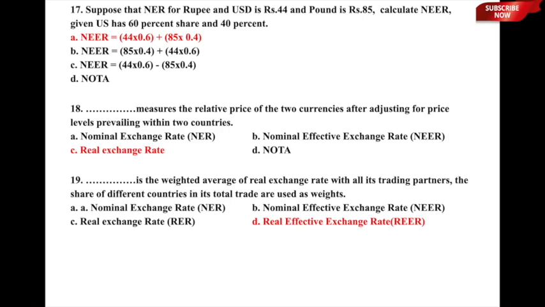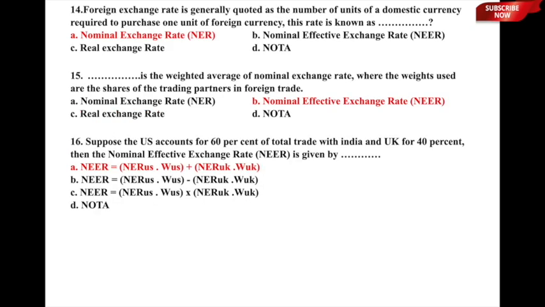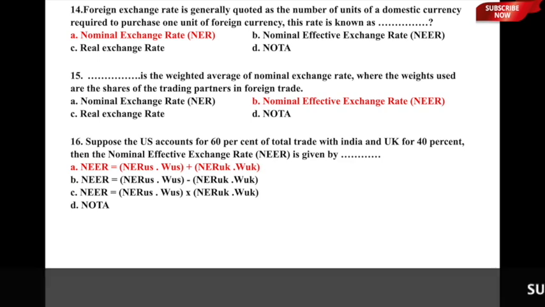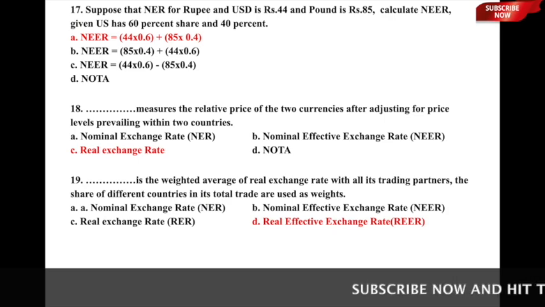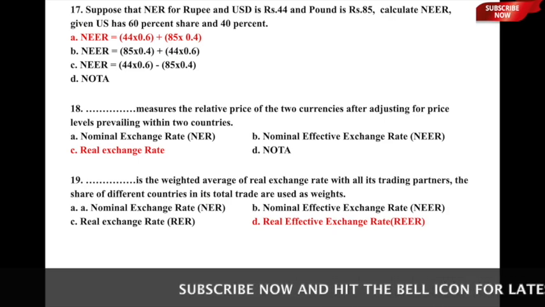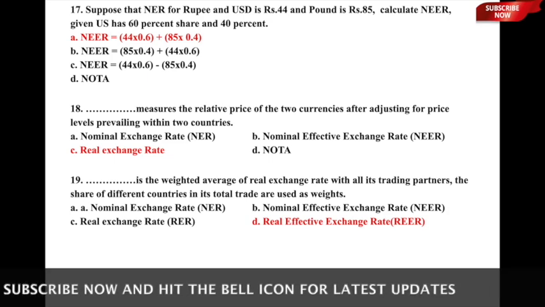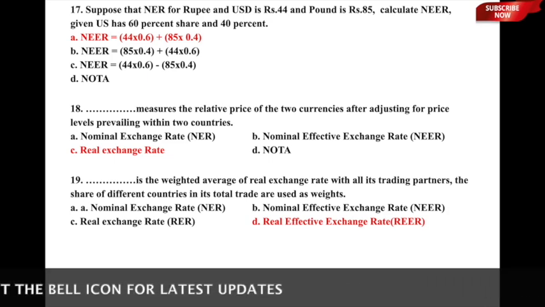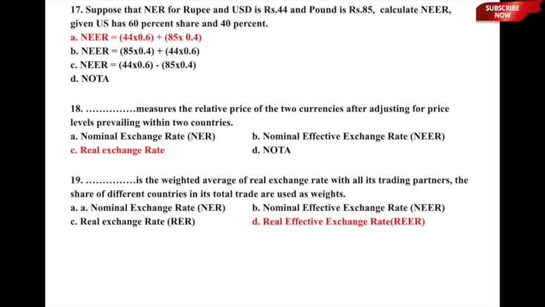So, we have to calculate NEER. Here we have seen the formula: nominal exchange rate of US multiplied by weight of US plus nominal exchange rate of UK multiplied by weight of UK. So, let us employ that formula. Nominal exchange rate of US is rupees 44 multiplied by weight of US, 0.6, plus 85, the nominal exchange rate of pound, into 0.4, the weight of UK. So, that is the formula for calculating NEER. So, option A itself is the answer for nominal effective exchange rate. NEER is given by the first option.